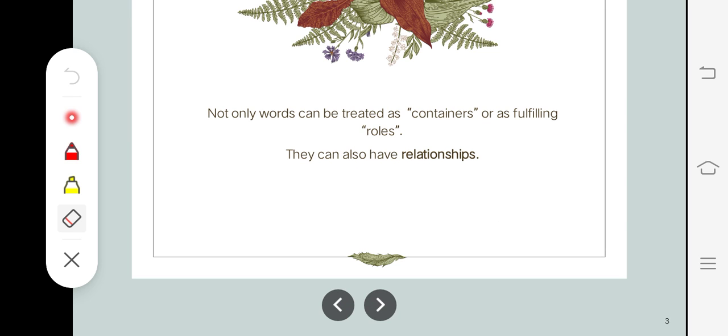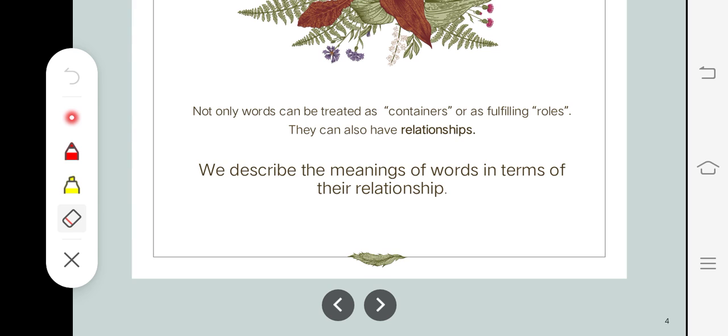In lexical relations, not only can words be treated as containers or as fulfilling roles, they can also have relationships. In everyday talk, we frequently give the meanings of words in terms of the relationships.